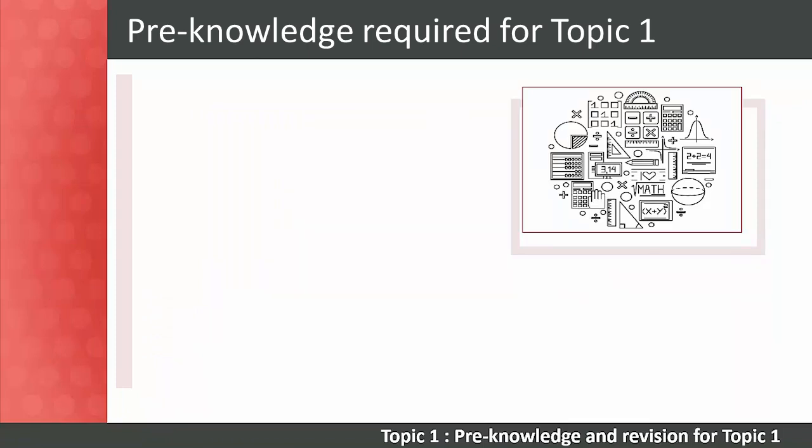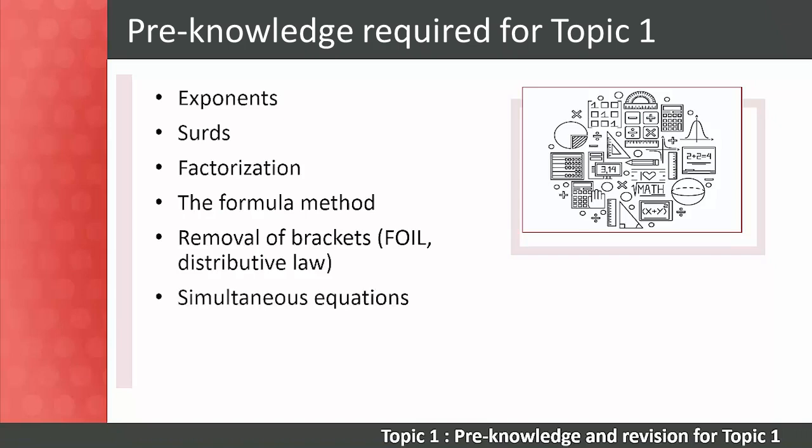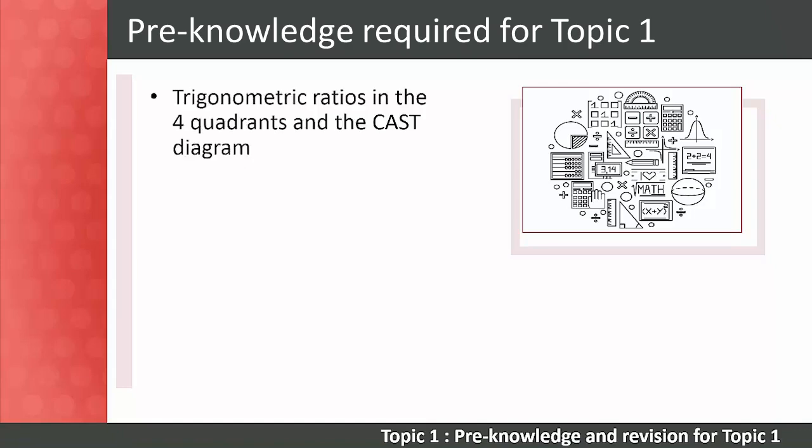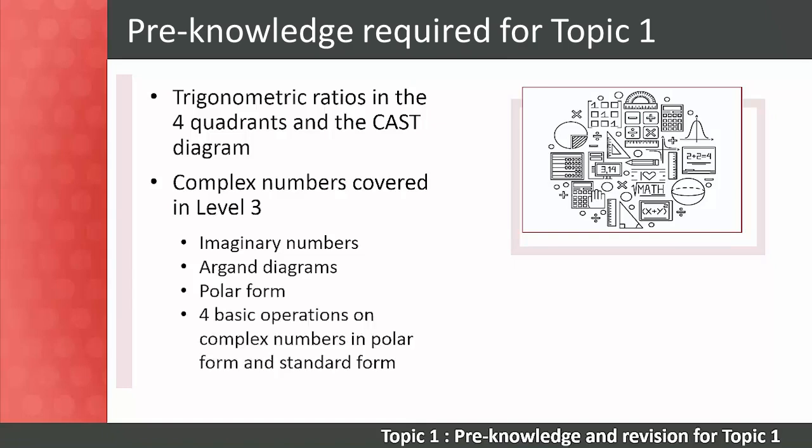Let's take a look at some of the pre-knowledge required to understand complex numbers. Exponents, surds, factorization, the formula method, removal of brackets, which includes FOIL and the distributive law, simultaneous equations, fractions, the Cartesian plane, trigonometric ratios in the 4 quadrants, and the CAST diagram. All the complex numbers covered in Level 3, which include imaginary numbers, Argand diagrams, polar form, and the 4 basic operations on complex numbers in polar form and in standard form.